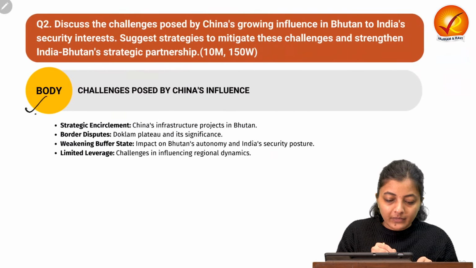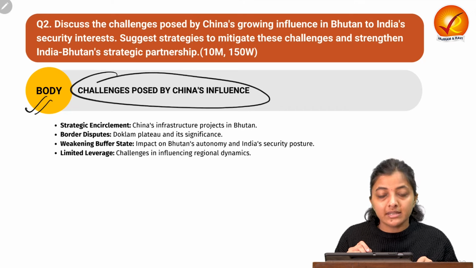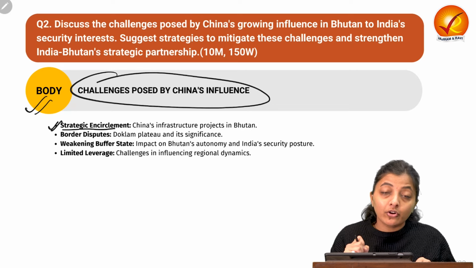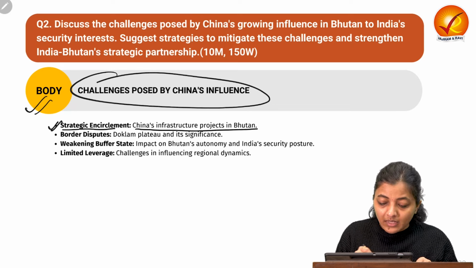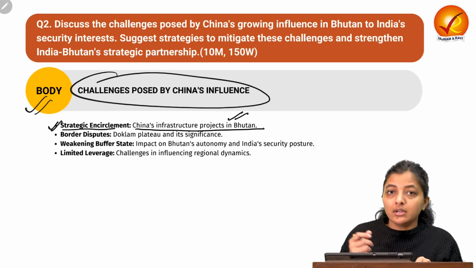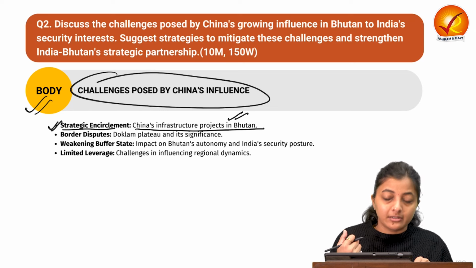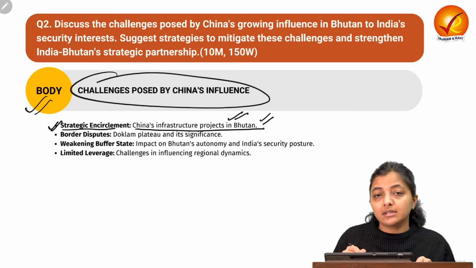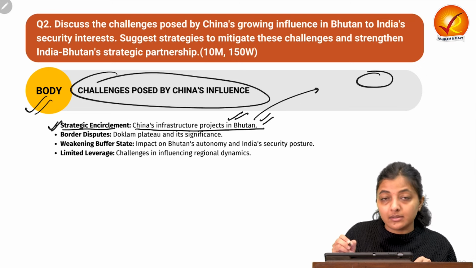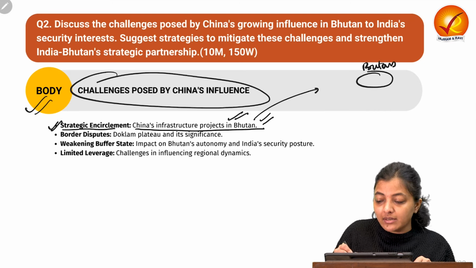Moving on to the body, we need to write some challenges posed by Chinese influence. First we can write about strategic encirclement. China, through its BRI or String of Pearls policy, has boosted its infrastructure projects in Bhutan also, which can later culminate into military bases. So again, it poses a significant challenge and fear for India also, because Bhutan is a neighbor of India, and it is located very near to the very vulnerable Siliguri corridor.